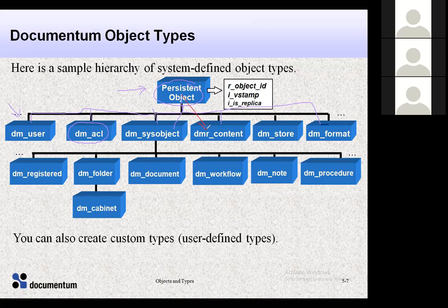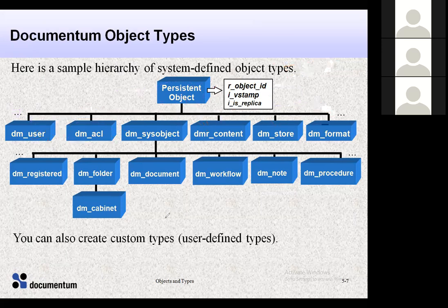Similarly, dm_content is inheriting all the properties. Properties means columns. Similarly dm_store, similarly dm_format. These are the different tables you can understand. So if this dm_user has 4 columns, it must also have the 3 columns of this persistent object. Are you getting my point?